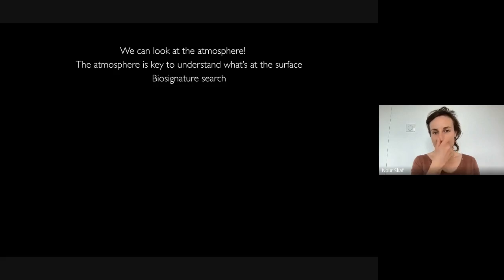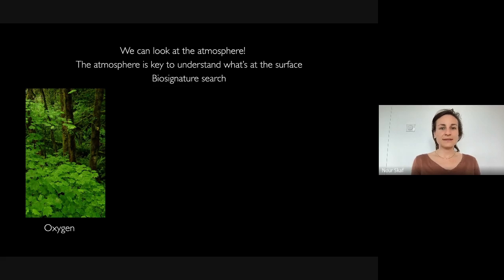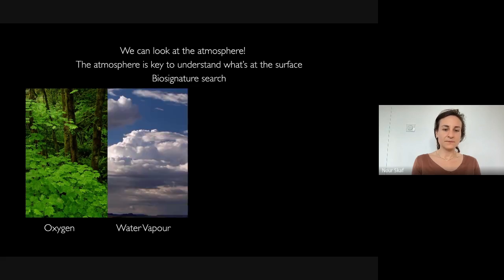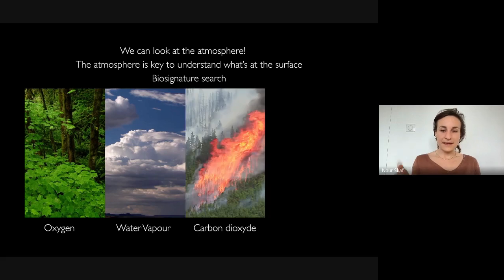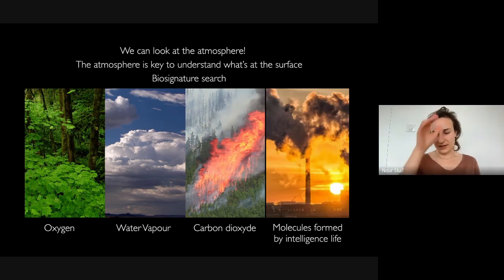We can look at the atmospheres, and the atmosphere is key to understand what's at the surface. By looking at the atmosphere, we can find, for example, on Earth, we have 20% of oxygen in our atmosphere, and all of it is due to bioactivity, to life activity. And then we can look at water vapor, and if there's cloud, then there's climate, and if there is climate, then there is dynamics that is necessary for life. And then when there are bushfires and other things, there is an emission of carbon dioxide. And then we can look at other molecules that are formed by intelligent life.